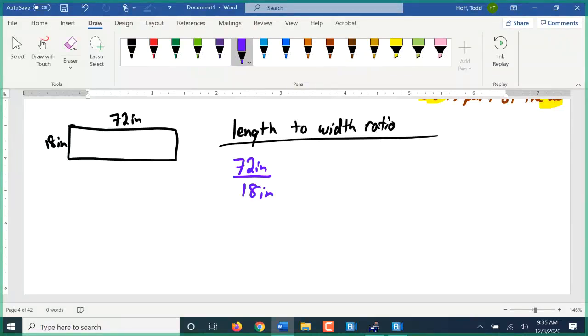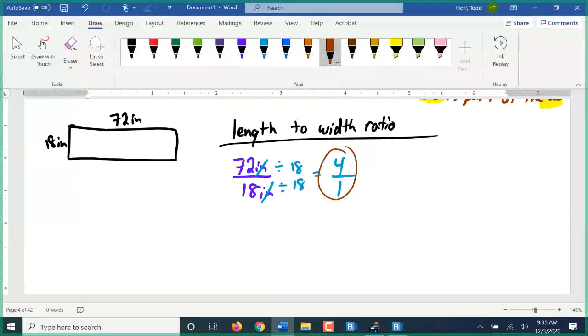Now, first thing we notice, both of these are inches, so we can cancel out the inches. And both 72 and 18 actually divide by 18. 72 divided by 18 is 4. 18 divided by 18 is 1. Now, one of the differences between ratios and fractions, if this were a fraction, we would reduce it to just a 4. But it's not a fraction, it's a ratio.